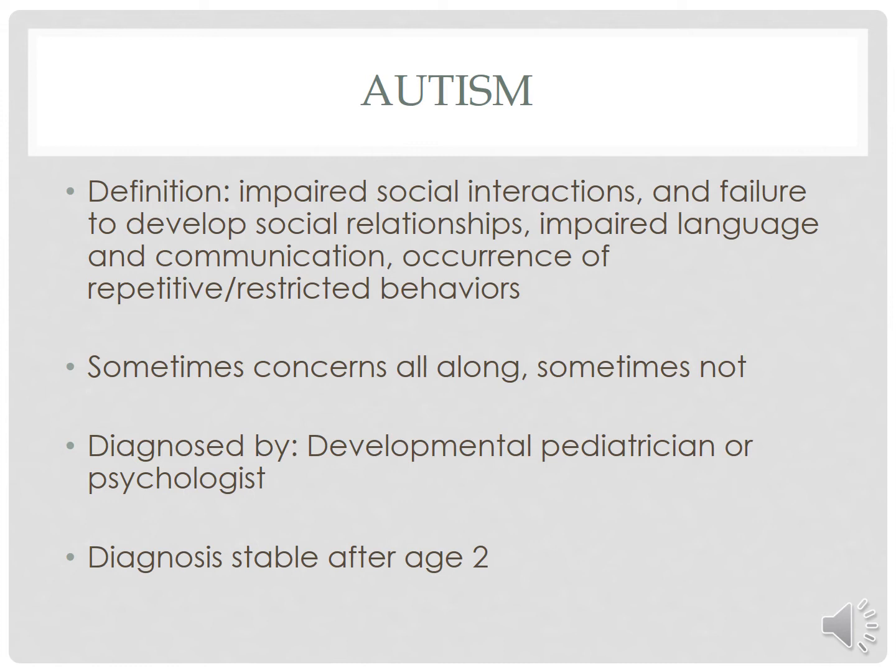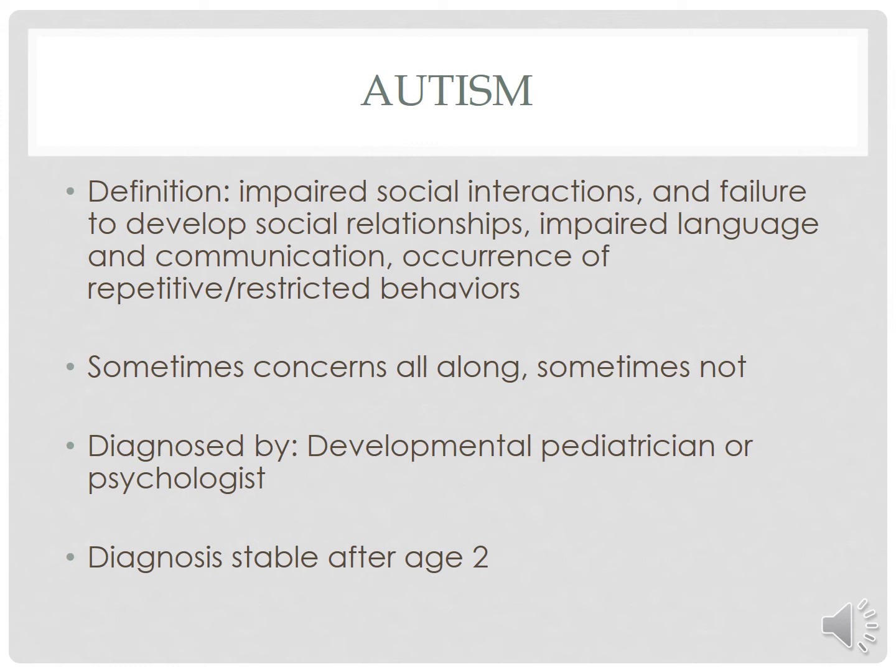The diagnosis of autism can be conferred by a developmental pediatrician or a psychologist. And in general, the research says that the diagnosis is stable after age 2. Prior to age 2, the range of typical is pretty gigantic. And it's hard to decide if a child has repetitive and restrictive behaviors just because they do and they grow out of it.